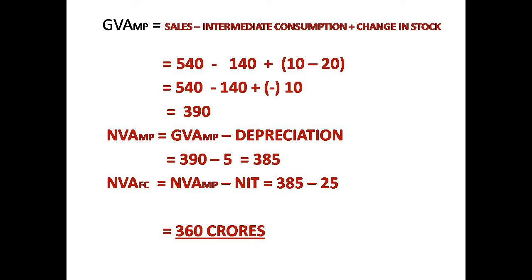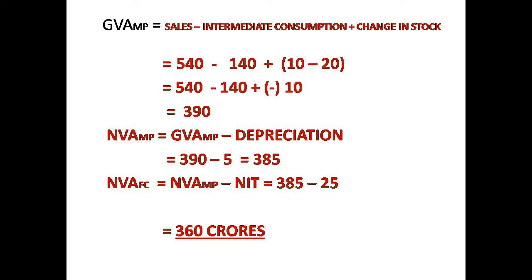So intermediate consumption in our problem is 140. Closing stock is 10, opening stock is 20. So 10 minus 20. So 540 minus 140 plus minus 10, we get 390. 540 is sales. 140 is intermediate consumption, purchase of raw materials. Intermediate consumption is not given directly, but purchase of raw material is intermediate consumption. Plus change in stock, closing stock minus opening stock. So we get 540 minus 140 plus minus 10, that is 390. So GVA MP is 390.